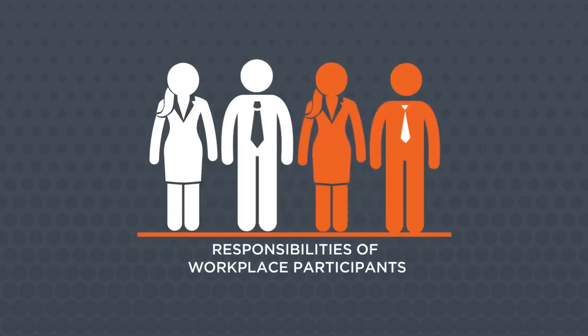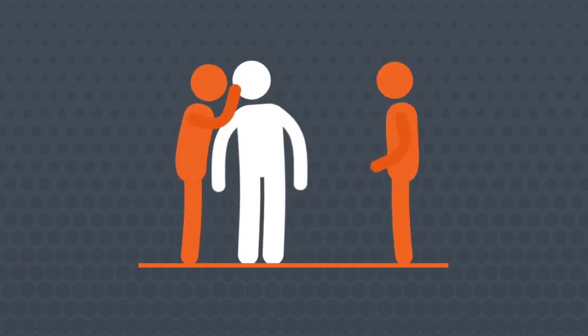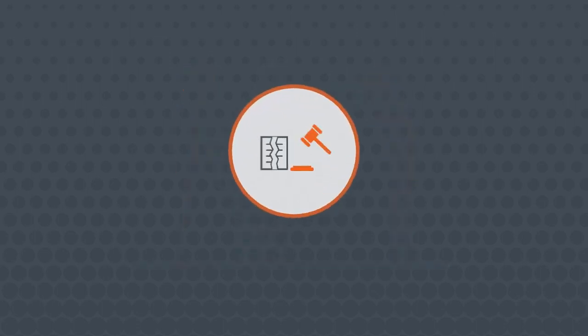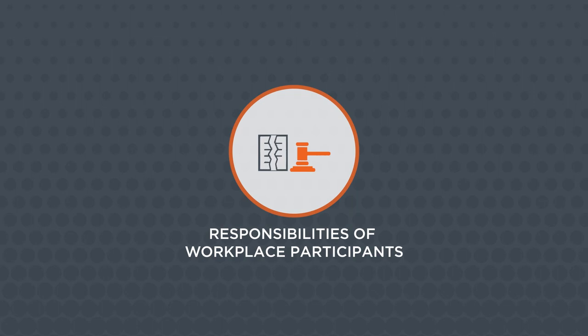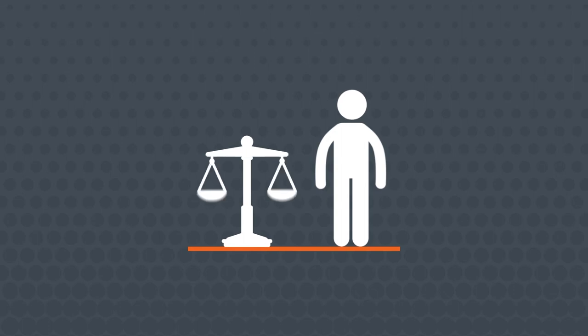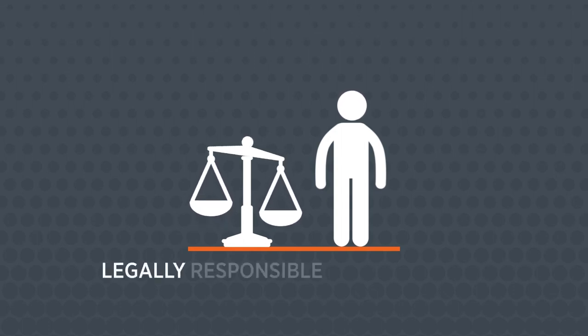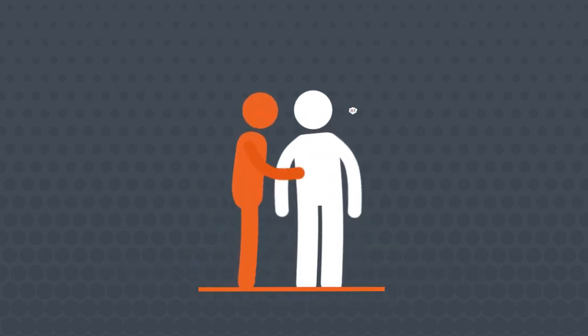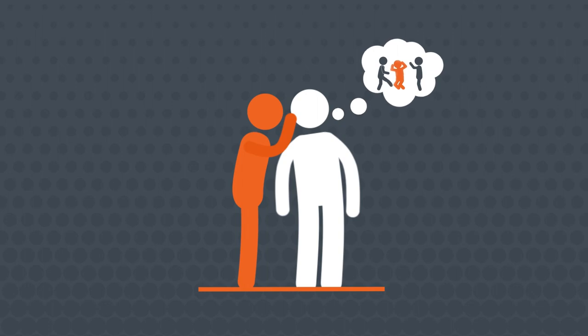Responsibilities of workplace participants. All workplace participants are required to maintain confidentiality if they are involved in a complaint procedure. If a workplace participant breaches confidentiality, they may be subjected to disciplinary action. Spreading rumours or gossip may also expose workplace participants to a defamation claim. Workplace participants should be aware that in some circumstances, they can be held legally responsible for their own unlawful conduct. Workplace participants who aid, abet, or encourage other persons to engage in unlawful conduct can also be legally liable.